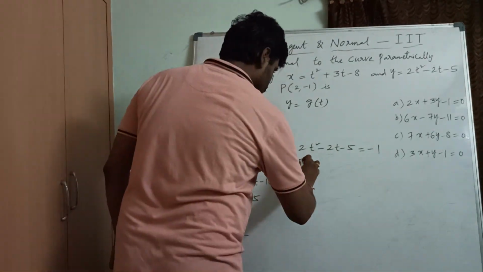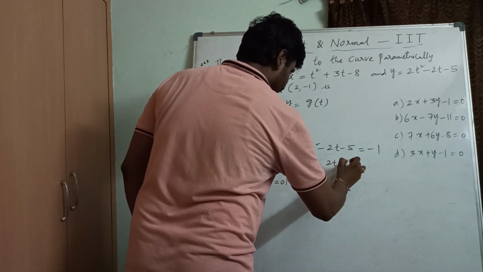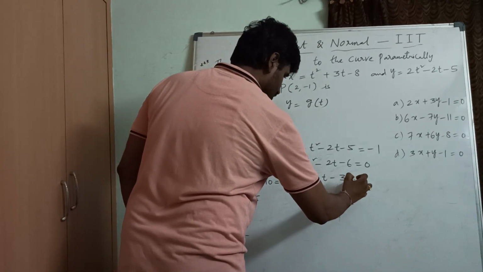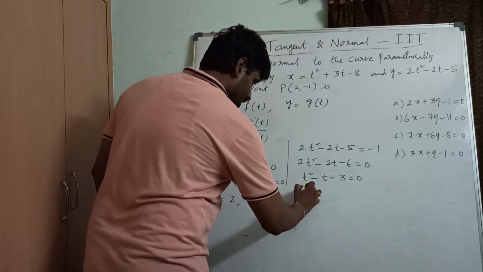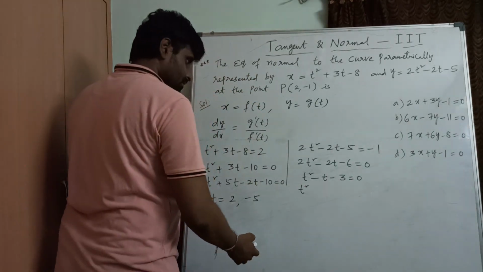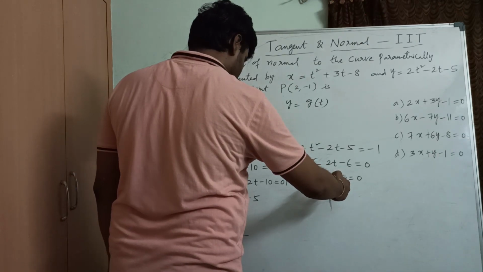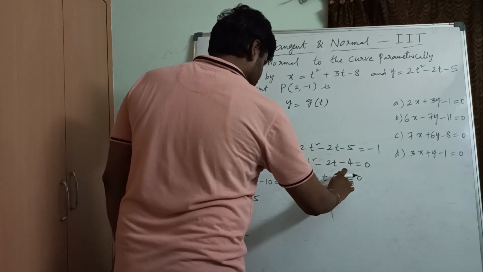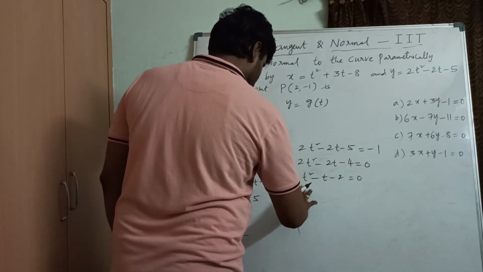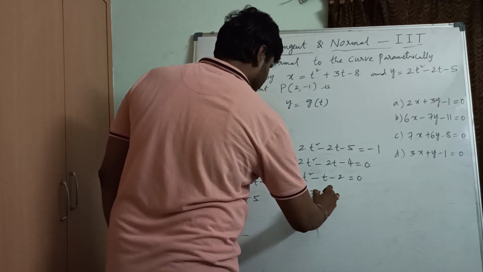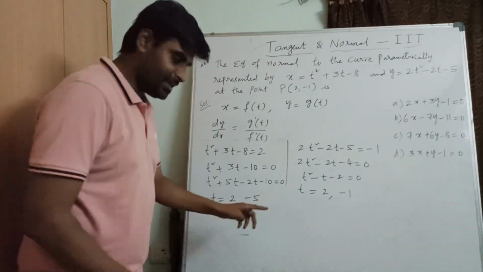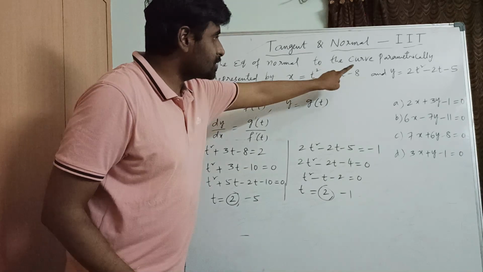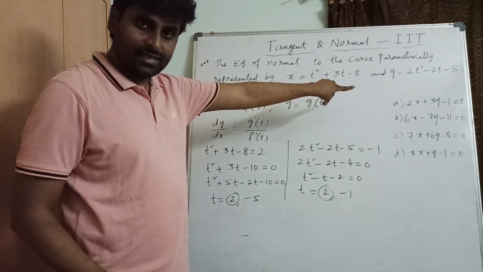Now here also, 2t square minus 2t minus 6 equals 0. We can take 2 common there: t square minus t minus 3 equals 0, correct? So from this, what values do we get for t? t equals plus 2 or minus 1. So what is the common value of t? 2, right? So 2 is the common value. Whenever we substitute t equal to 2, these two coordinates will become the original point, right?